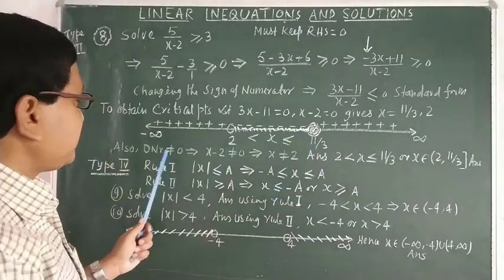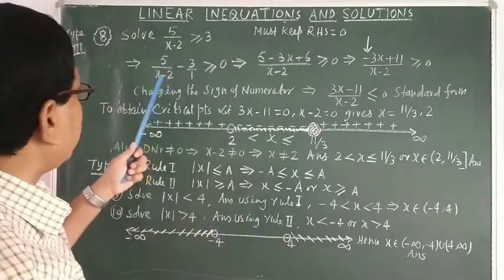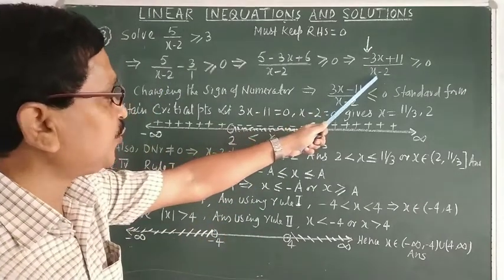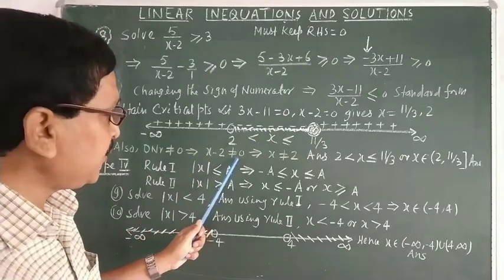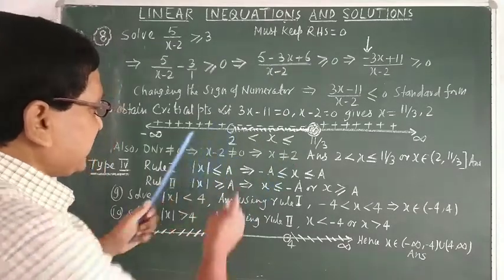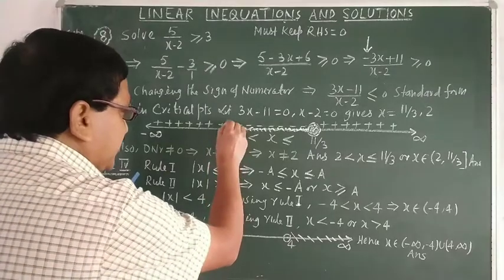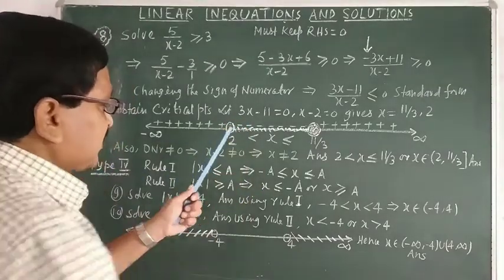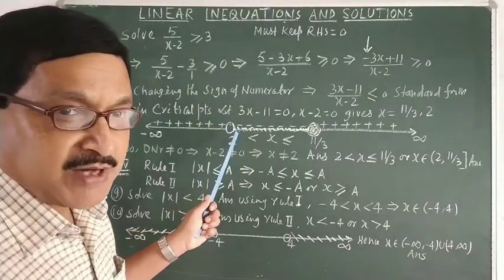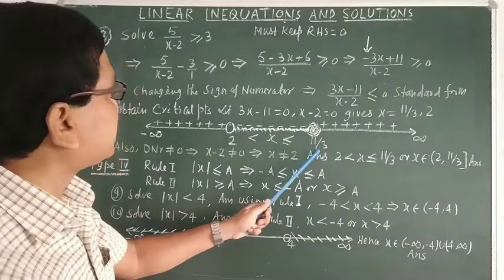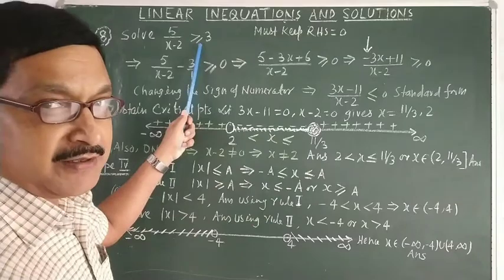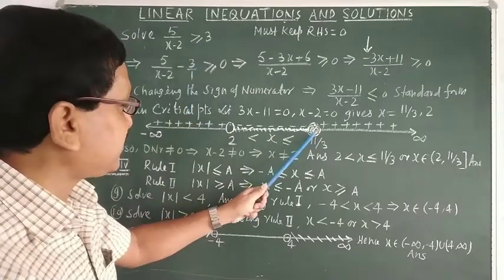After that, there is one more condition: the denominator should not be 0. So x minus 2 is not 0, so x is not 2. So never take 2. 2 is not taken, so no dark dot here. Do not dark this, and 2 is not taken. But 11 by 3 is taken due to this equal sign. Due to equality, 11 by 3 is taken.